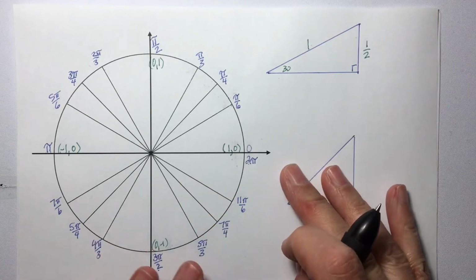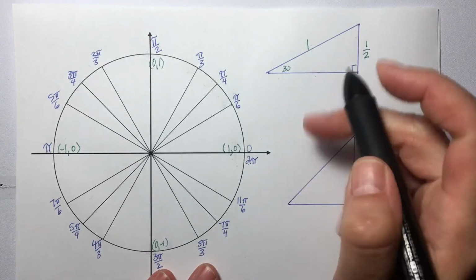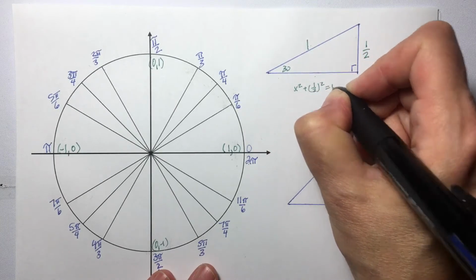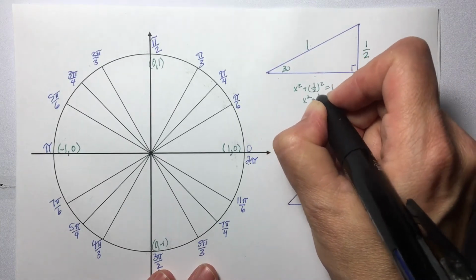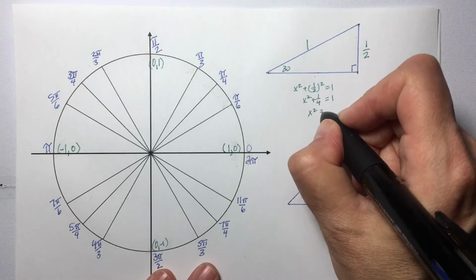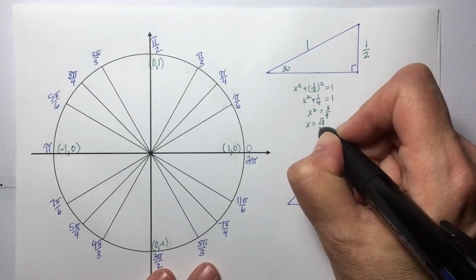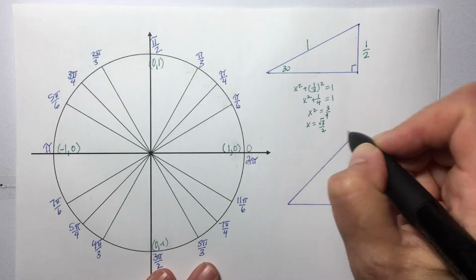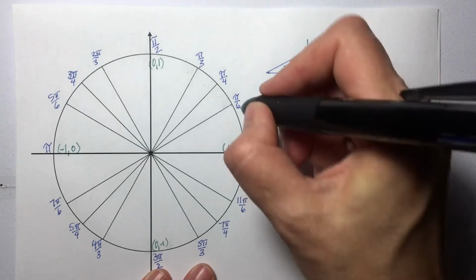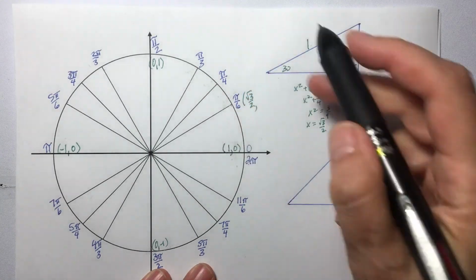So then if you know the Pythagorean Theorem, which I know you do, you can find that extra side. X squared plus 1/2 squared equals 1, so x squared plus a fourth is 1. So x squared is 3/4. So x is √3 over √4, but √4 is 2. So now I know that my x is √3 over 2, and my y is 1/2.